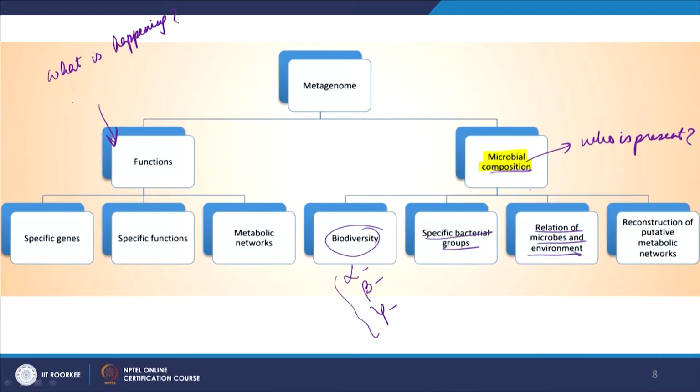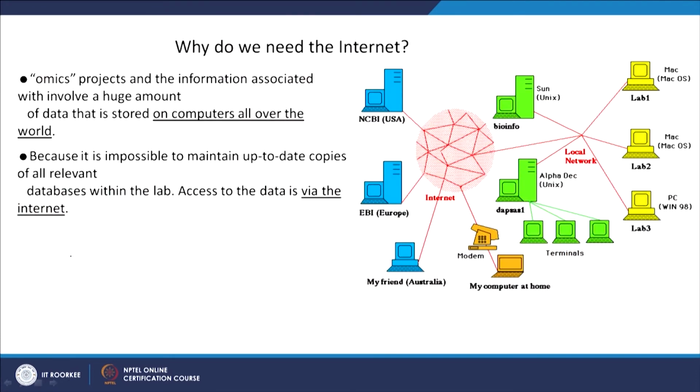Next, using my microbial composition, I can look at reconstruction of putative metabolic networks. If I am looking at function, with function I can understand the metabolic networks. I can look at specific functions. For example, if I am doing cellulose degradation, I might look at the functions that talk about degrading starches, degrading cellulose, and I can also target specific genes. Already, this is perhaps going to be the second last slide here.